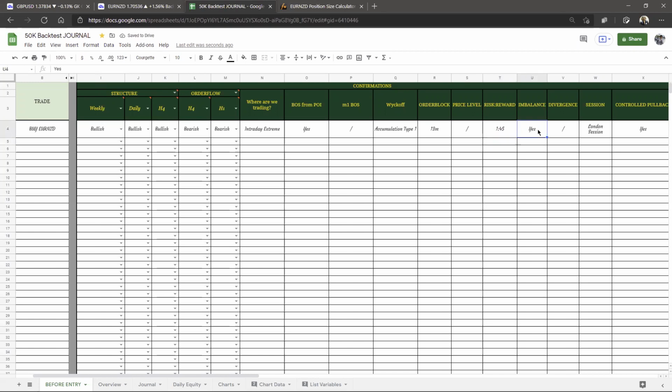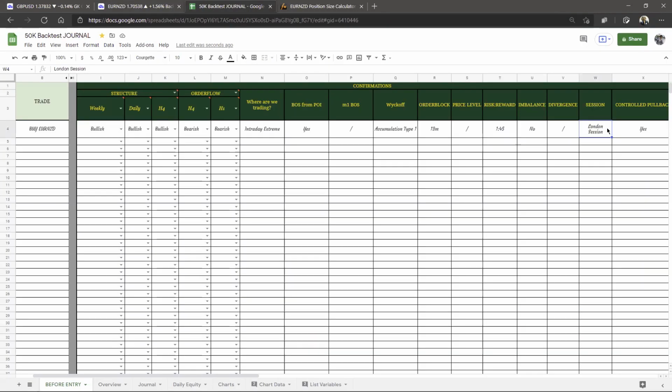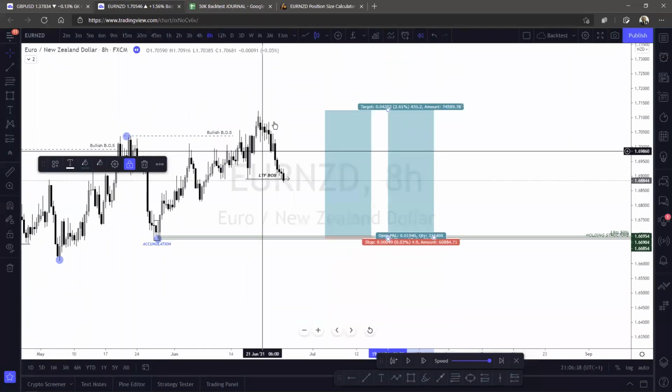Imbalance, was it imbalance? No, I don't think it was imbalance. Divergence, we don't know what session was this. So when we saw this break, this was at New York crossover, so London crossover, sorry. London crossover, control pullback. Yeah, we're getting that control pullback coming in. Nice, yep.